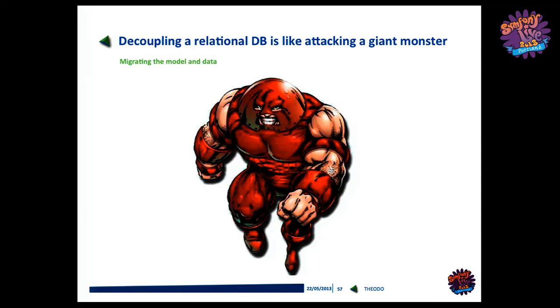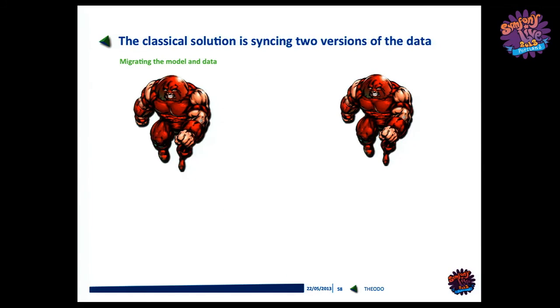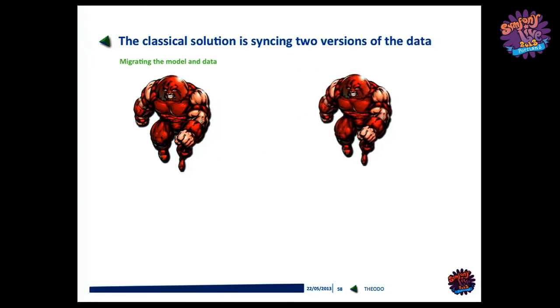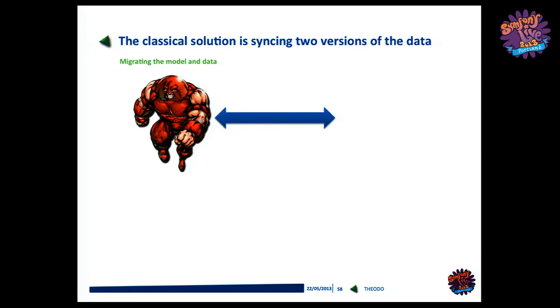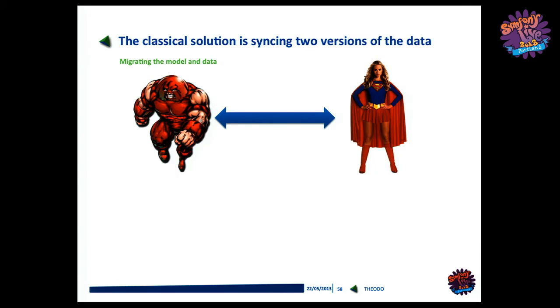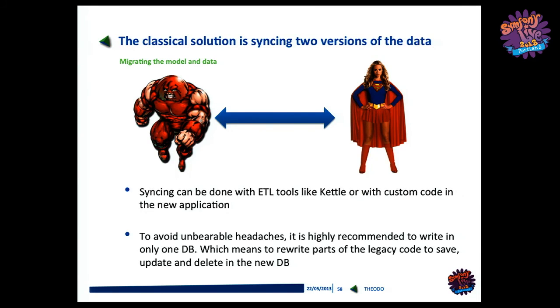So the way you would do that, I mean, the way most people actually do it in the end, is usually trying to sync two versions of data. So they make two databases, the legacy one and the new one. And then they rewrite the new one in a much more beautiful way, and try to sync them together using ETL tools. ETL means extract, transform, and load. So basically, when you're doing a migration script from an old data model to a new data model, it's called ETL. And that's the classical solution.